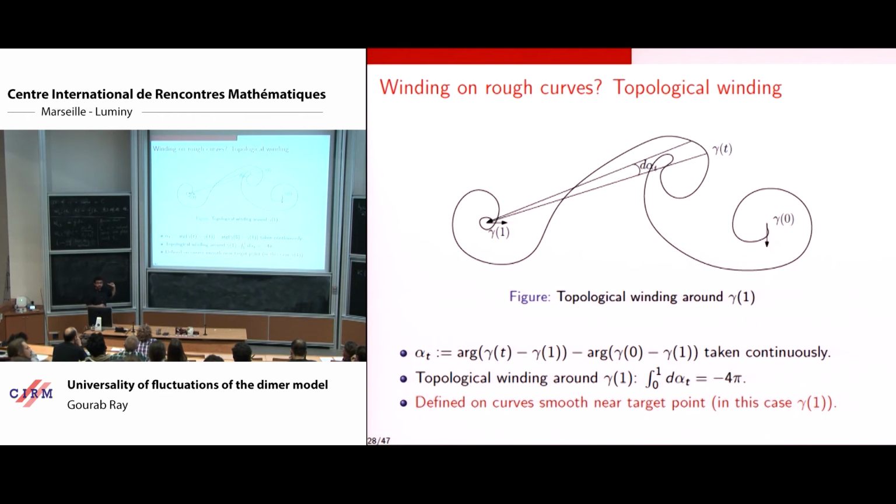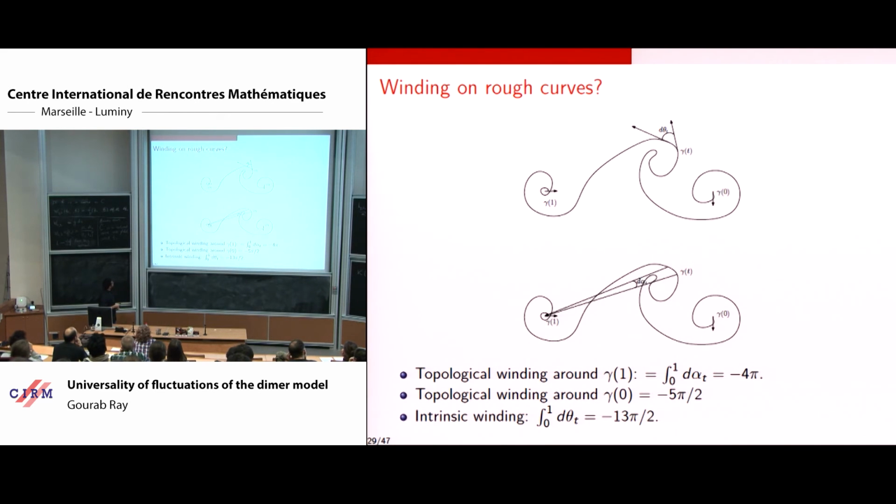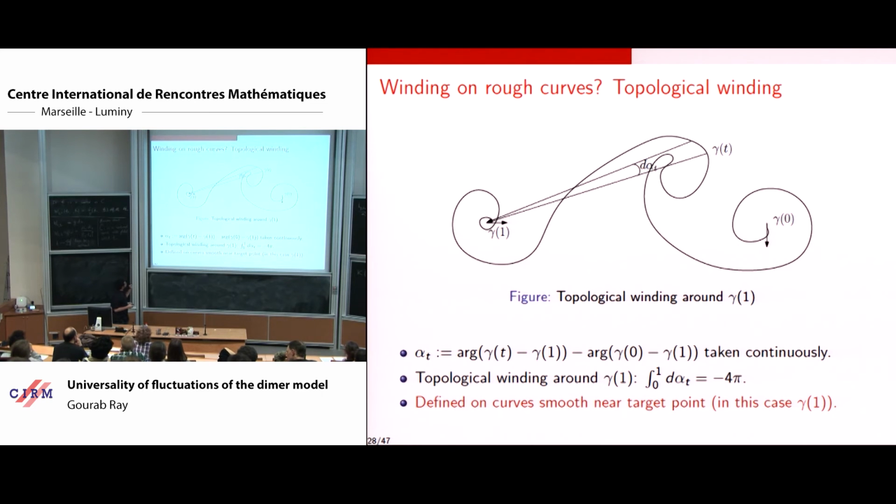However, this is more robust. You can define it for curves which are smooth near the endpoint. If it's winding very viciously near the endpoint, you still have no meaning because it might just blow up to infinity. However, imagine if it's a straight line near the endpoint from where you're looking at the curve, it still makes sense, even if the curve is rough outside the neighborhood. So we need to find a connection between the two. You can also look at this from any other point or the other endpoint, etc. It still all makes sense.